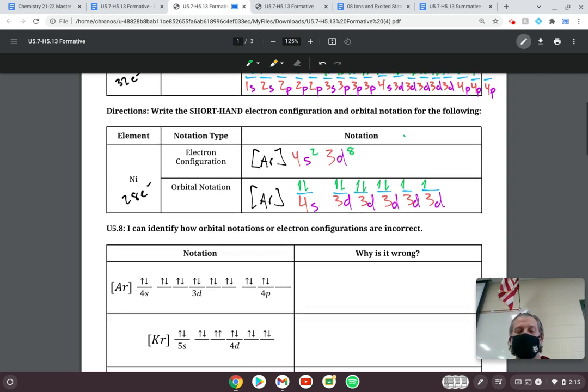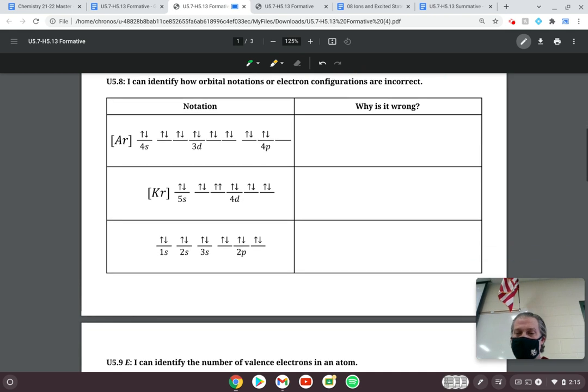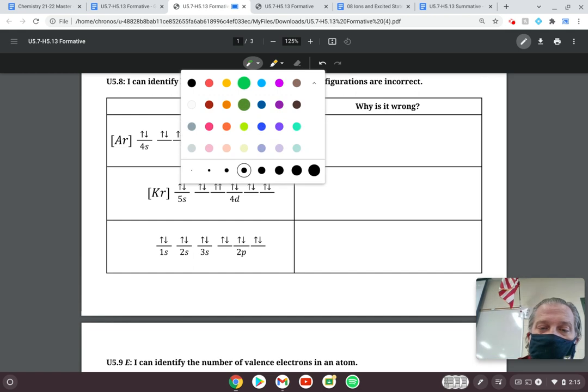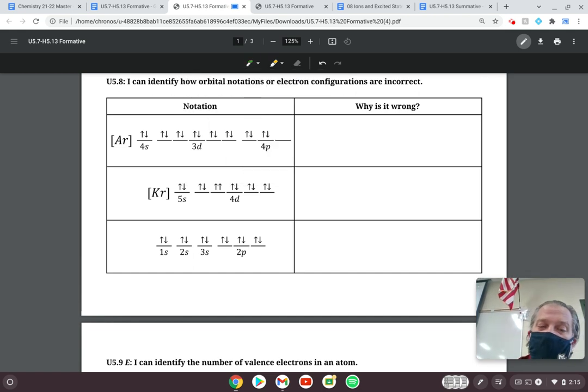Okie dokie. All you had to do in the next three was identify what is wrong with them. So if I'm looking at this particular electron configuration, 4s, arrow up, arrow down looks good. 3d, all full, arrow up, arrow down looks good. 4p, here's our problem right here. In this case, there should be an arrow up in the last orientation.